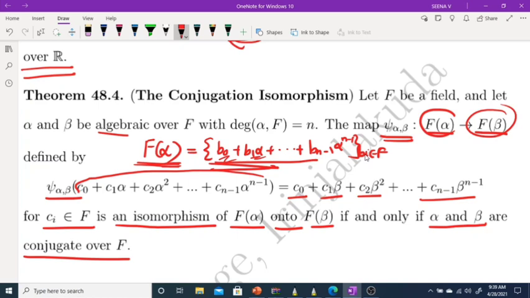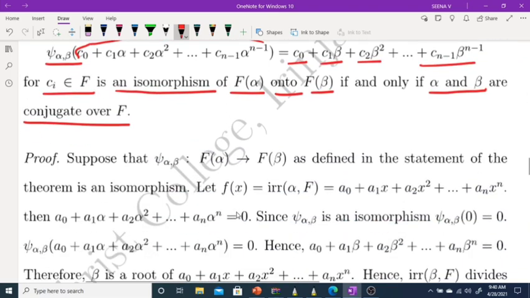So we are proving the first part: we suppose that psi alpha beta is an isomorphism, then we prove alpha and beta are conjugate over F. Conversely, we assume that alpha and beta are conjugate over F, and we prove psi alpha beta defined like this is an isomorphism.